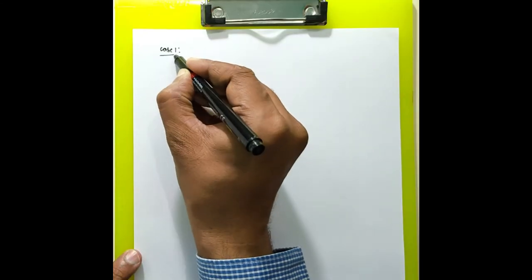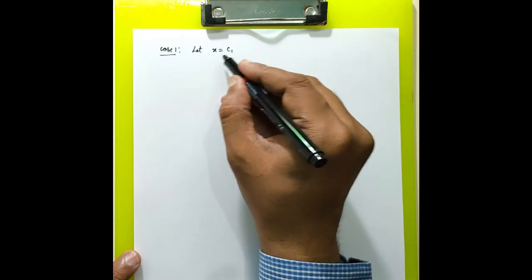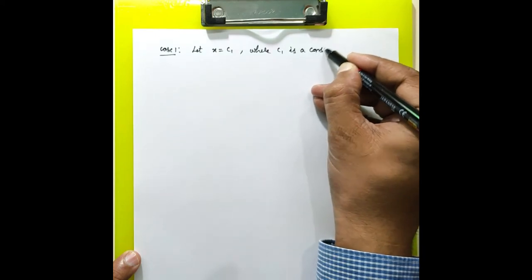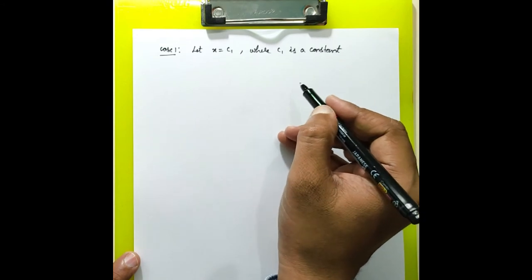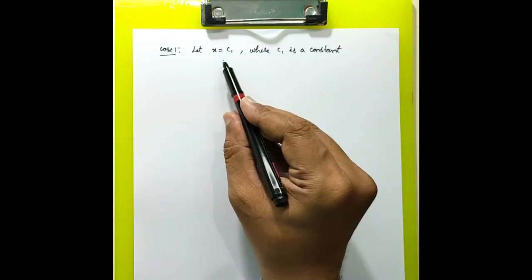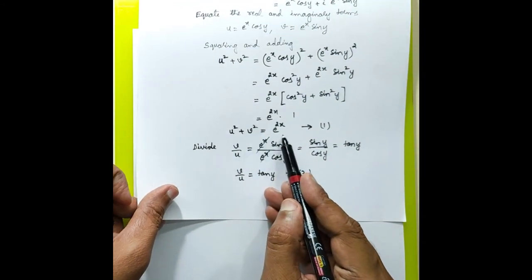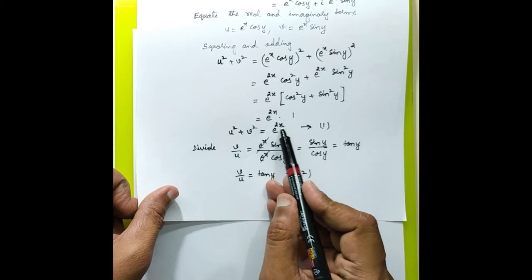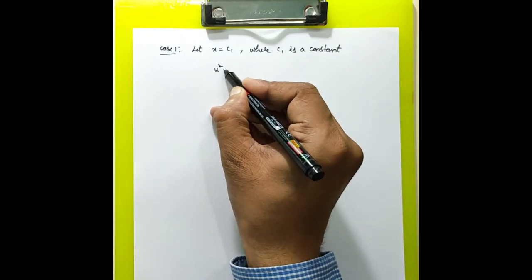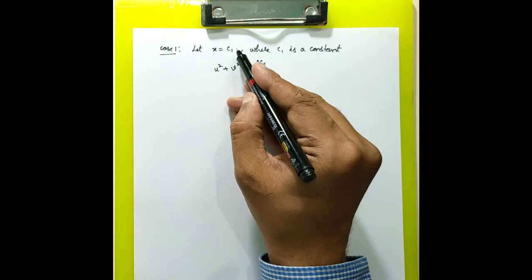Case number 1. Let us take the value of x to be some constant, say c1. x is equal to c1, where c1 is a constant. In that case, let us plug this x equal to c1 into equation number 1, because x is there in equation number 1. We have u square plus v square equal to e power of 2x. The x value I have taken as the constant c1, so it becomes u square plus v square equal to e power of 2 times c1.